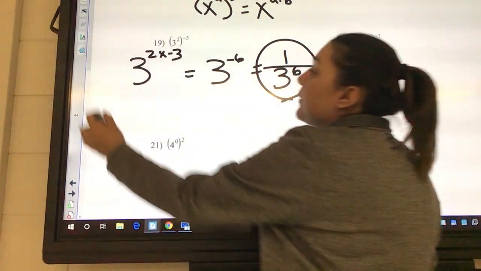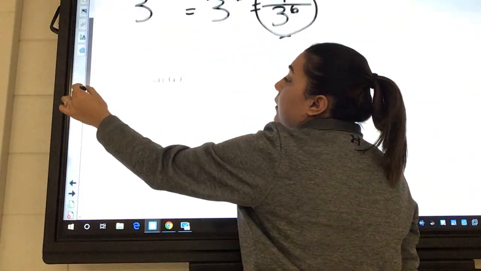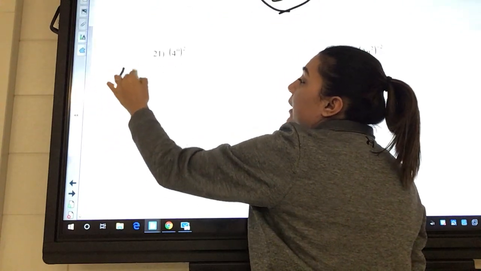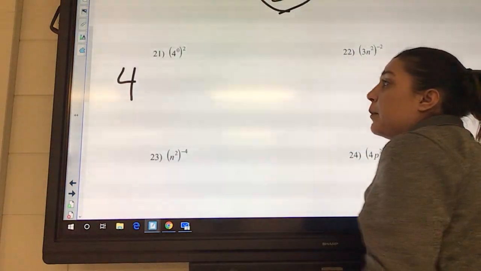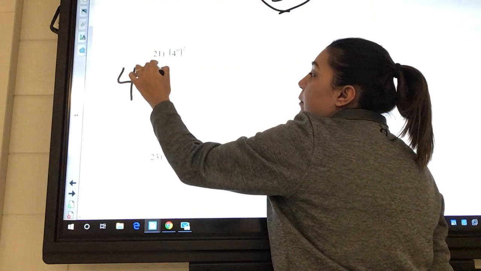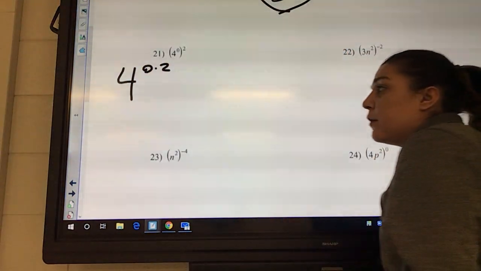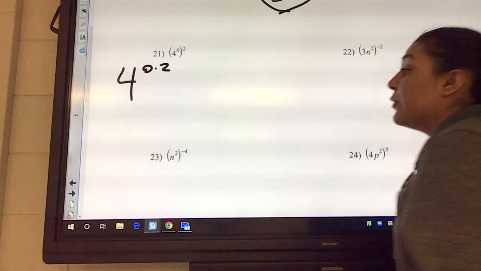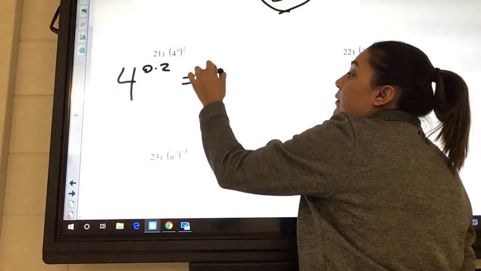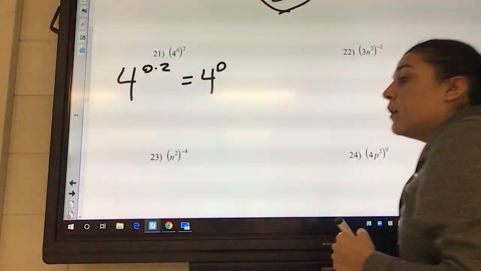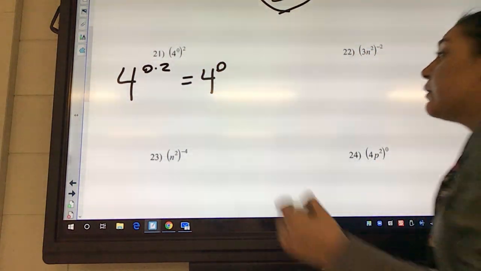Okay, 21. Okay, we keep the base and then we multiply the little numbers together, so it's gonna be 0 times 2. Well, 0 times 2 is still 0, so it's going to be 4 to the 0. Okay, and 4 to the 0 is just 1.